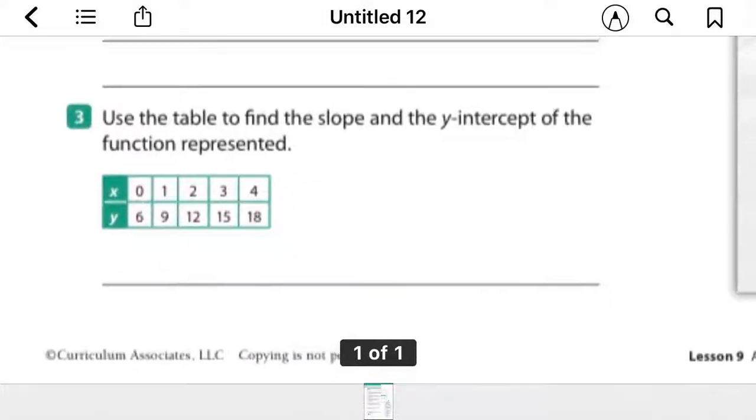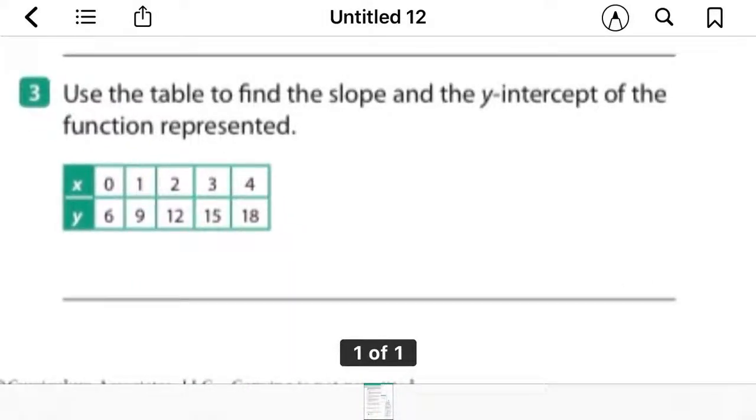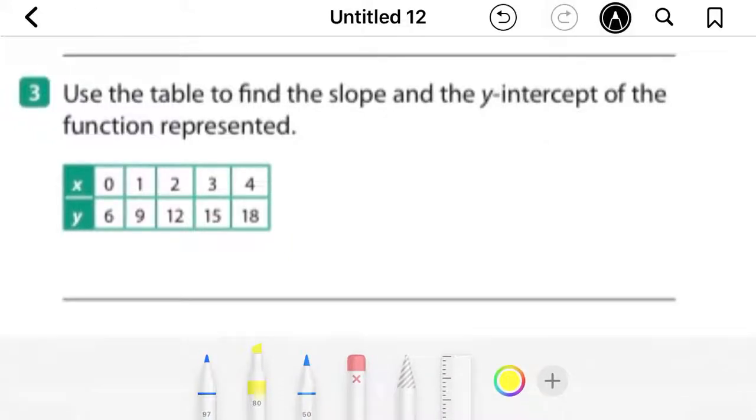Then you go to number 3. It says use the table to find the slope and the y-intercept of the function represented. I always try to find the easy thing first. In this problem, the y-intercept is the easy thing. When x is 0, y is 6. So that's going to be our b value. So b is 6, in y equals mx plus b.